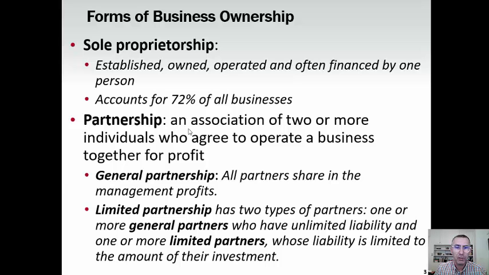Partnership is another way to go. So here we have two or more people who agree to operate a business together. You have different setups here: general partnership, where all partners share in the management and profit, and then the limited, two types. One or more general partners have unlimited liability, and the other is limited, and the one with the limited liability can limit the amount of their investments.